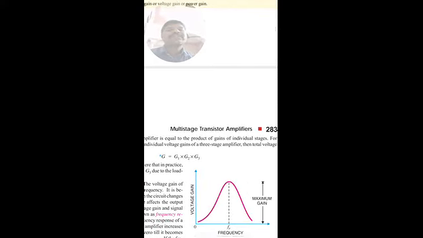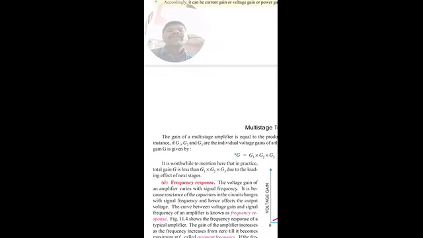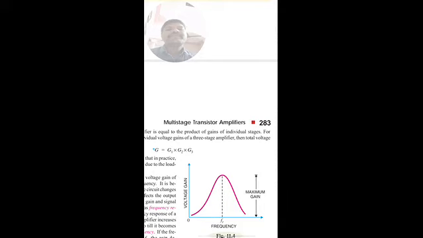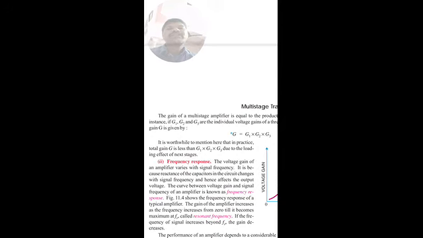So the gain of a multi-stage amplifier is equal to the product of the gains of the individual stages. For example, if G1, G2, G3 are the individual voltage gains of a three-stage amplifier, then the total voltage gain G is equal to G1 into G2 into G3.